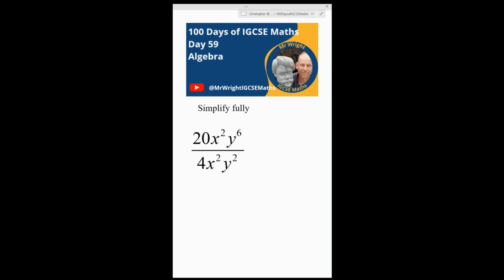Mr. Wright here, it's day 59 of 100 days of IGCSE Maths Exam Questions. Now's your chance to pause the film if you want to do the question before me. Right, well, this simply means 20x squared y to the power of 6 divided by 4x squared y squared. 20 divided by 4 is 5, x squared divided by x squared is 1, and y to the 6 divided by y squared is y to the 4, subtracting the indices. So there is my answer.